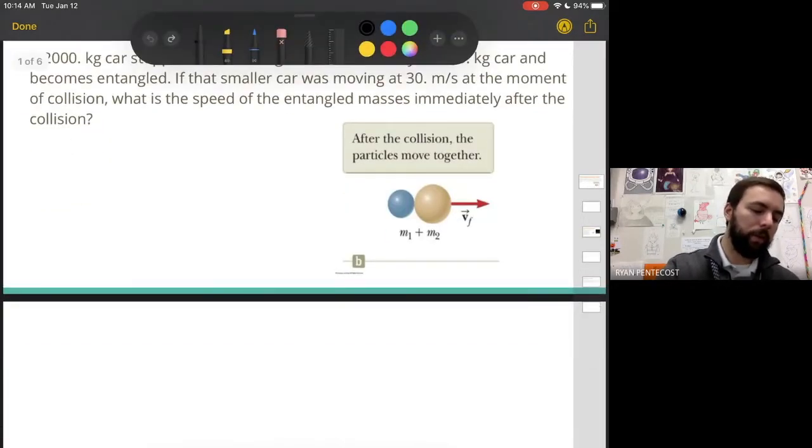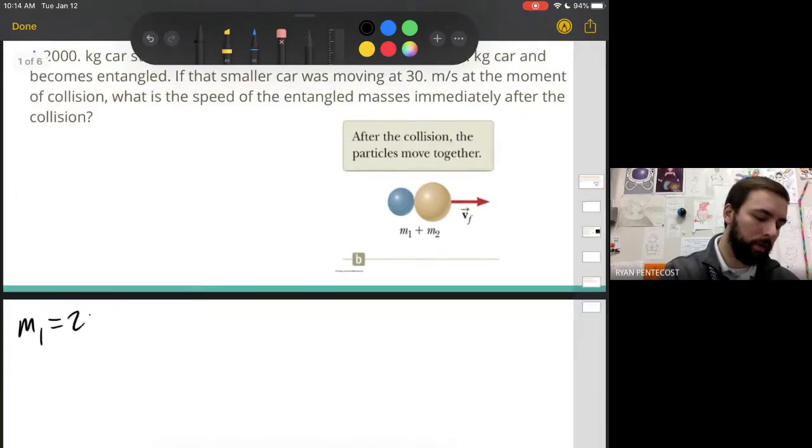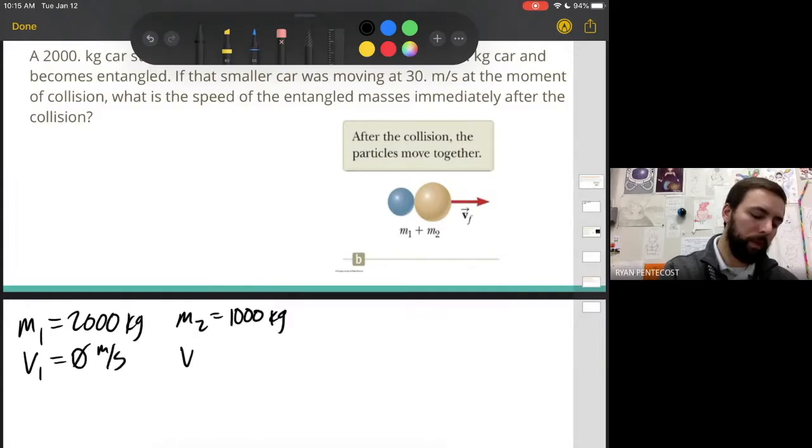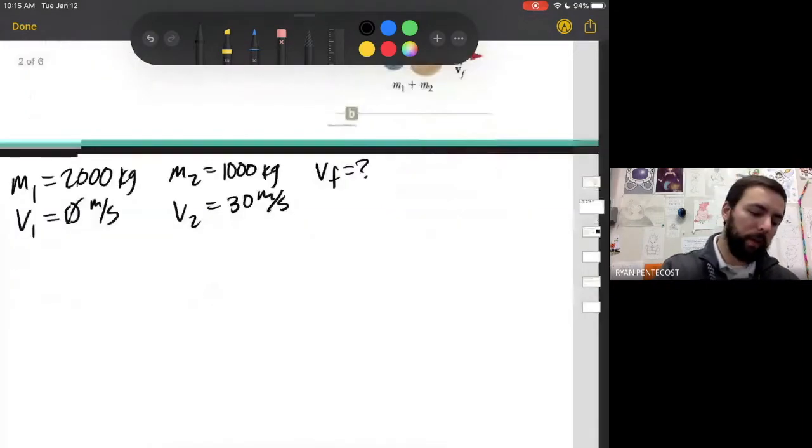So let's get our givens here. Our car 1 sitting still is 2,000 kilograms, so its V1 is 0 meters per second. Mass 2 is 1,000 kilograms, and its initial speed is 30 meters per second. Now we want to know the final velocity. What is the velocity of the entangled masses after the collision?